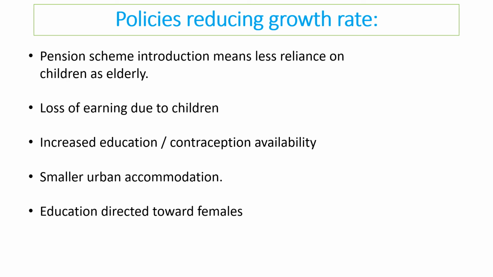And education being directed more towards females means that females become more empowered, become more successful, and therefore are less likely to have children from a younger age.